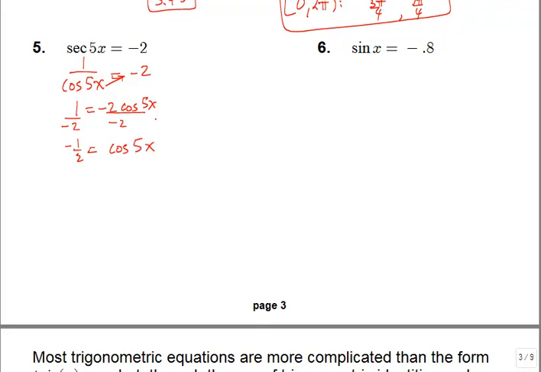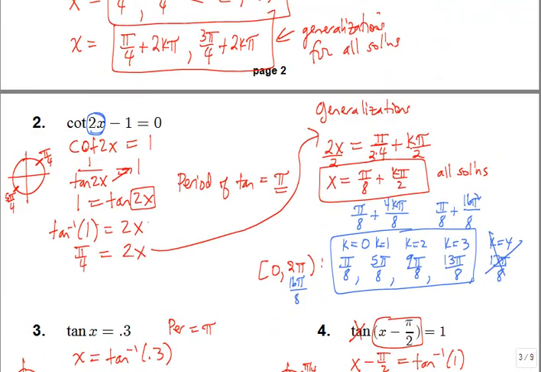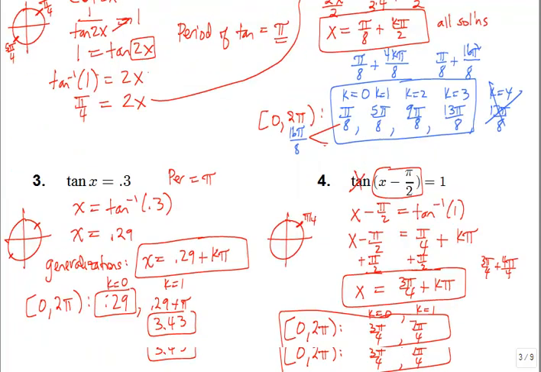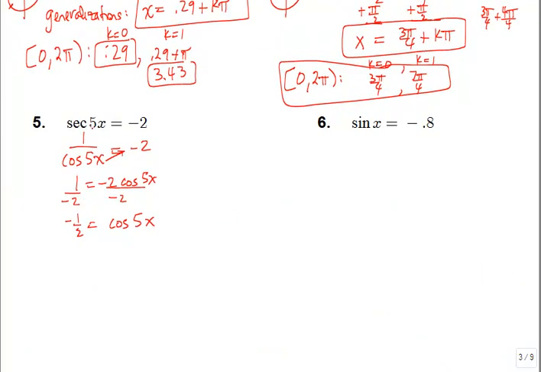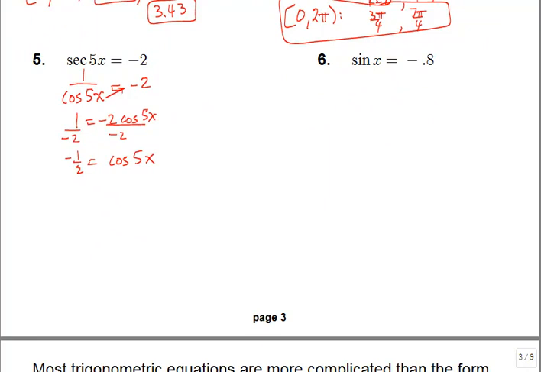Now right away from the very beginning, you see that 5 in front of the x. That means we have a horizontal compression going on with our period. So this is going to be similar to this one that we had up here, where we had twice as many solutions as we would have anticipated. This time we're going to have 5 times as many solutions as we would anticipate because of that 5 in front of the x. So think about that a little bit in advance to kind of know what's coming up. Now we get to this point, negative a half equals cosine of 5x.